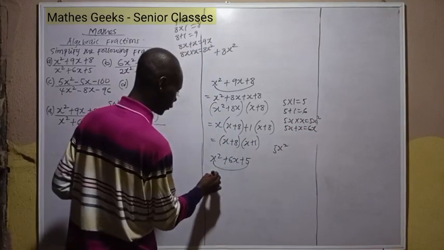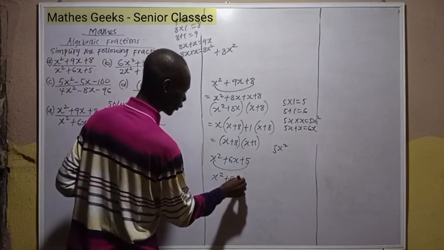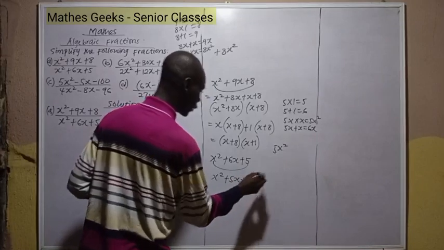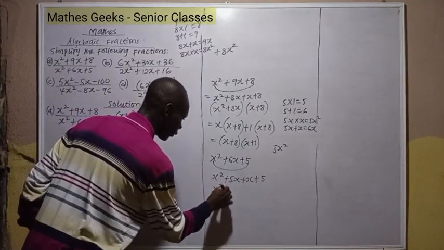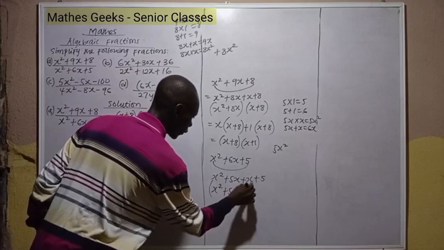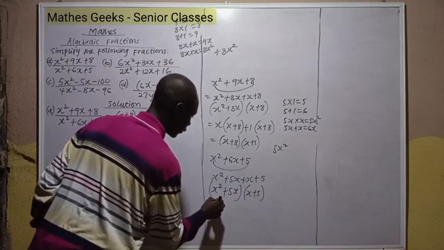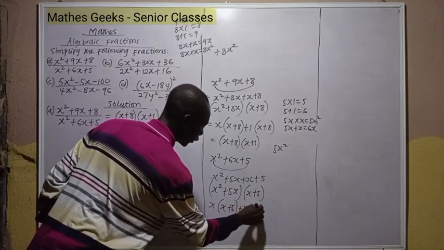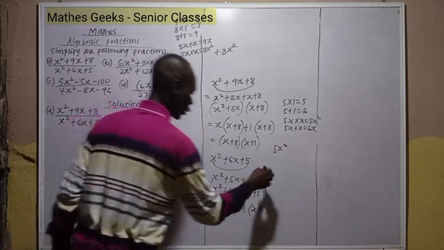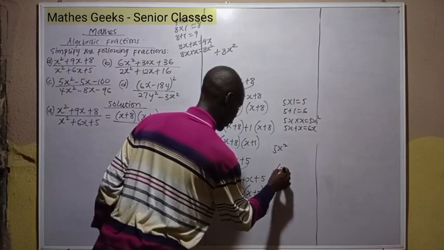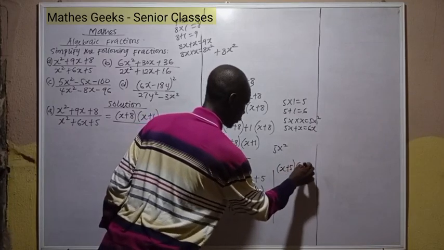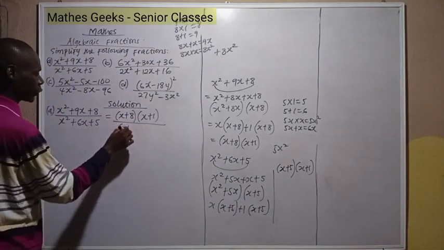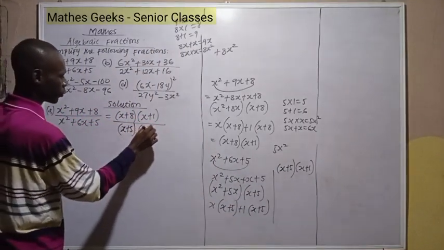So let's expand. X squared plus 5x plus x plus 5. So x squared plus 5x, x plus 5. So x plus 5 plus 1, x plus 5. This can reduce to x plus 5 and x plus 1. We'll put this in place of this expression here. It is x plus 5 and x plus 1.